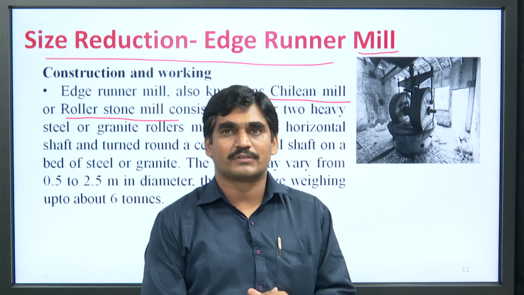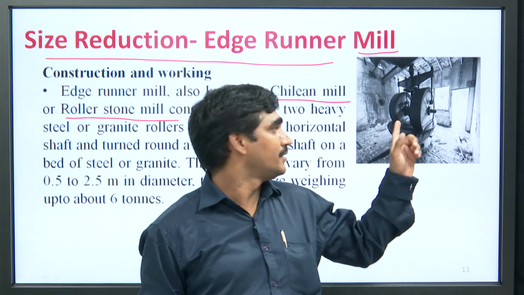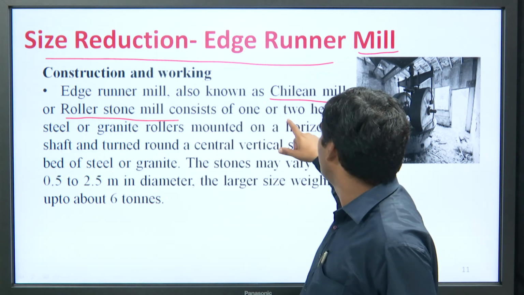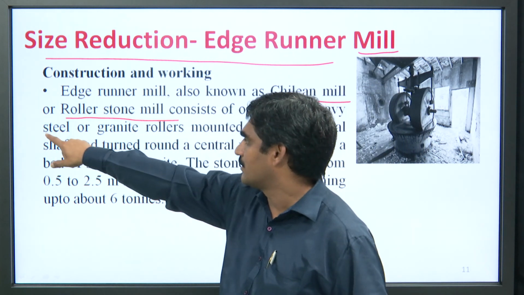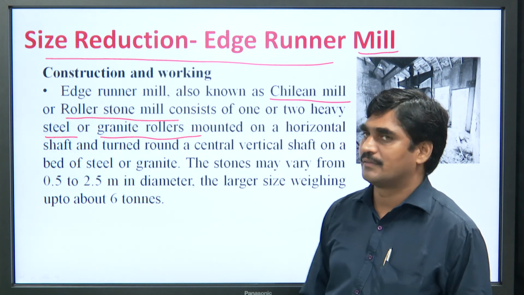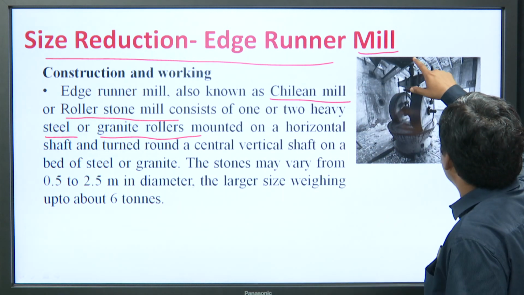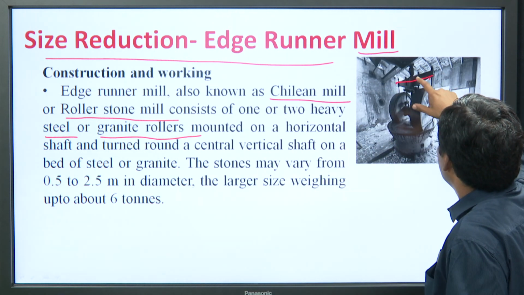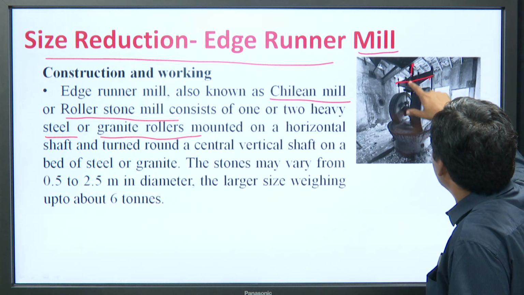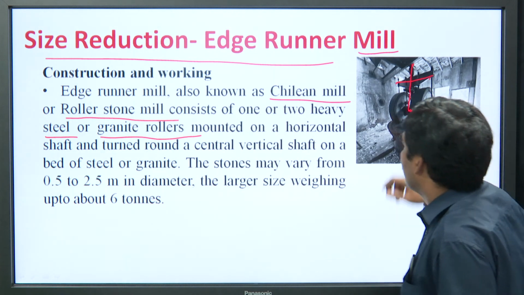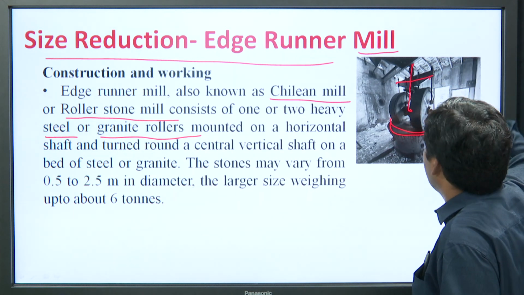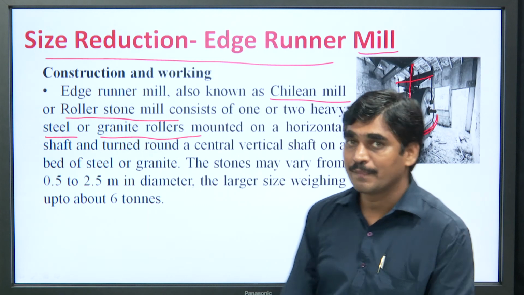So, how does it look? If you see the diagram, it consists of 2 heavy rollers. The rollers are made up of steel or granite. This is a horizontal mounting through which these rollers are attached, and this horizontal mount is attached to a central or vertical shaft, on the bed, which is a steel or granite bed on which the rollers are attached.